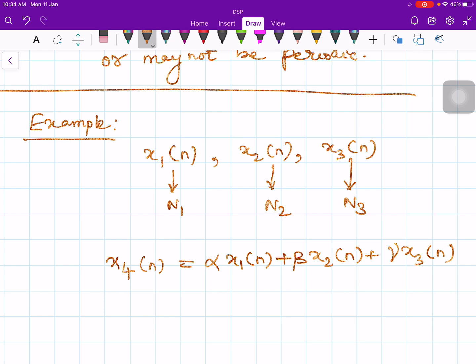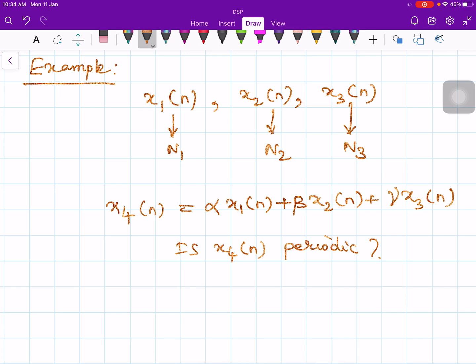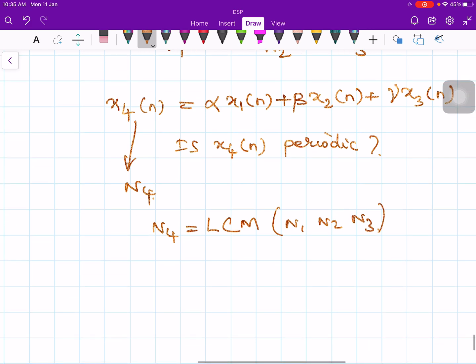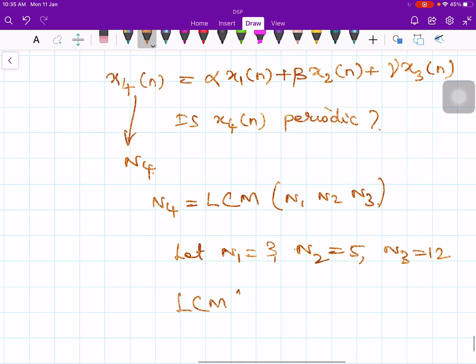Now the question is: is x4 of n periodic? The answer is surely yes, it is periodic, but the period, let's say n4, is given by the least common multiple of n1, n2 and n3. Let us assume that n1 is equal to 3, n2 is equal to 5 and n3 is equal to 12. Now you take the LCM of 3, 5, 12 and this is 60.